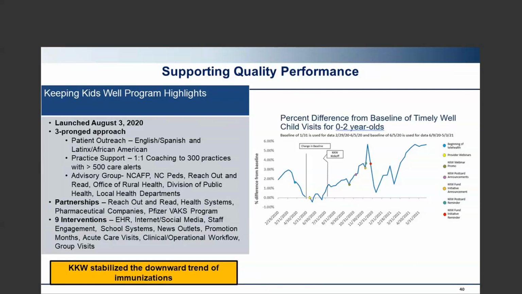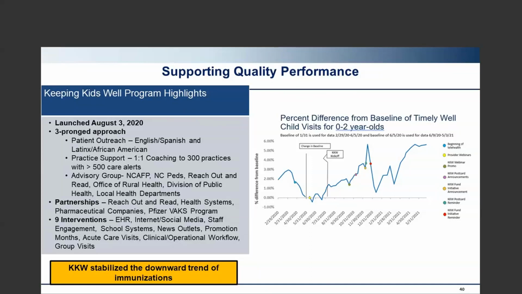We also established partnerships with health systems and pharmaceutical companies, specifically with Pfizer, with their Vaccine Adherence for Kids program, and we use that to send reminder vaccination notices to practices that were pre-populated with their information, and they would add the beneficiaries' information and mail them out. So it took some of the burden off of the practices. Lastly, the providers could choose from 9 interventions, and EHR panels were mainly the choice for a lot of the interventions that were chosen by the 300 practices.